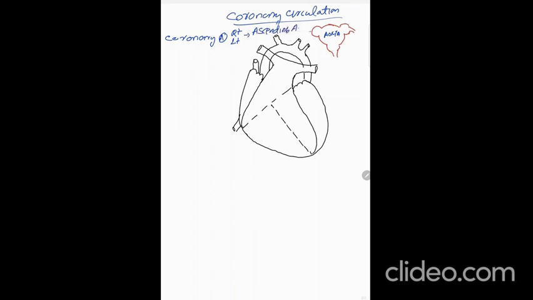Okay, so in this diagram, you are seeing the section of the aorta, the ascending aorta. It has three dilatations. One is here, another is here, another is here. These dilatations are called aortic sinuses. So we have an anterior aortic sinus, this is the right posterior aortic sinus, and this is the left posterior aortic sinus.